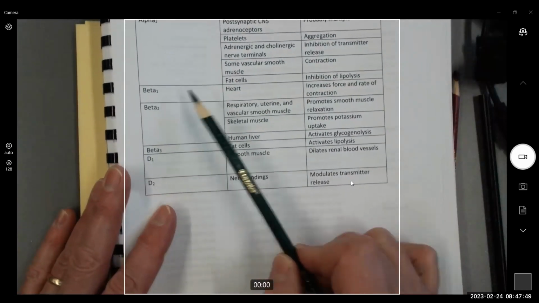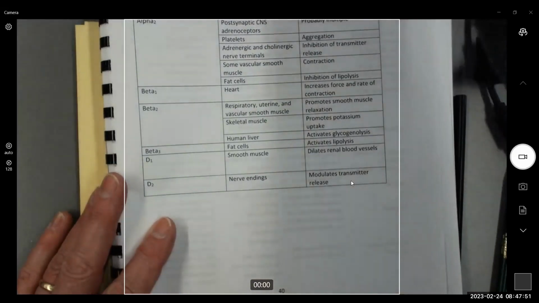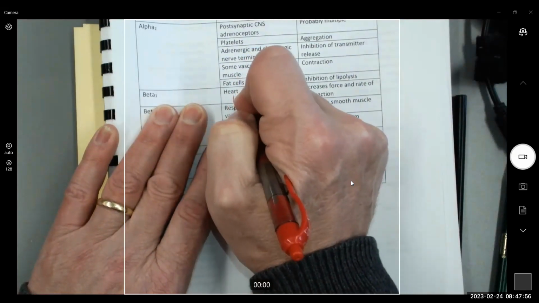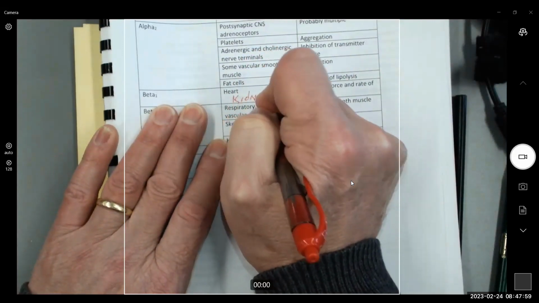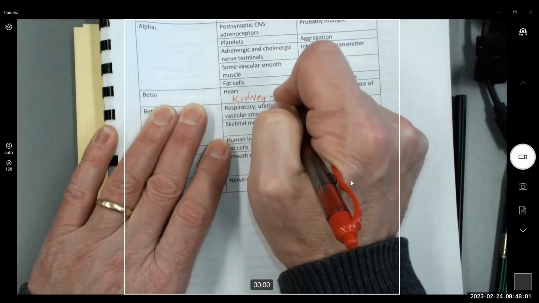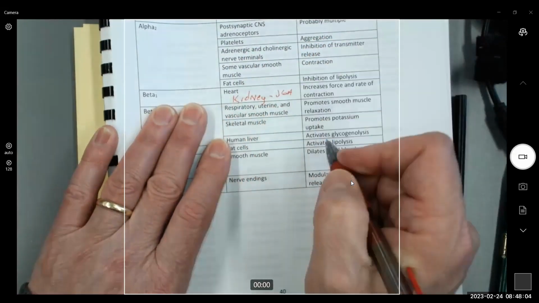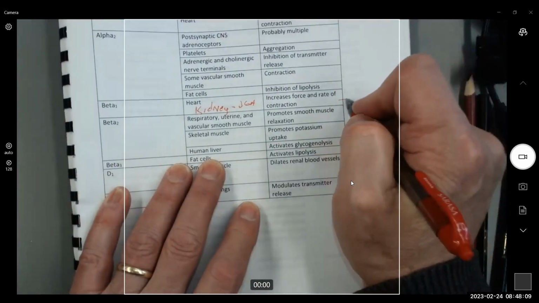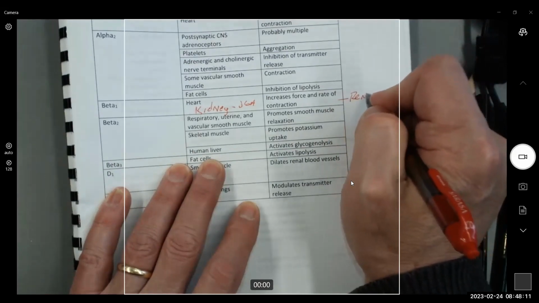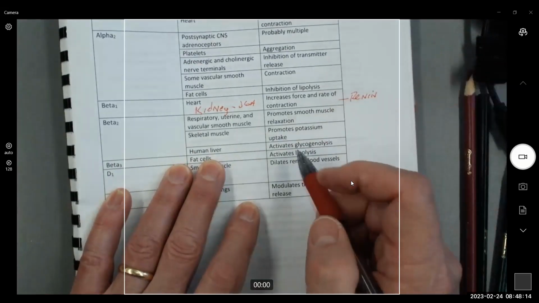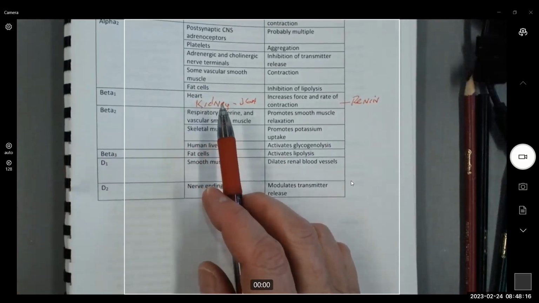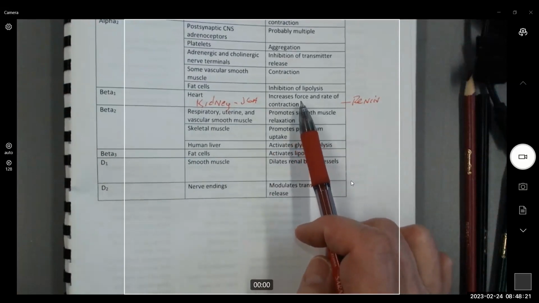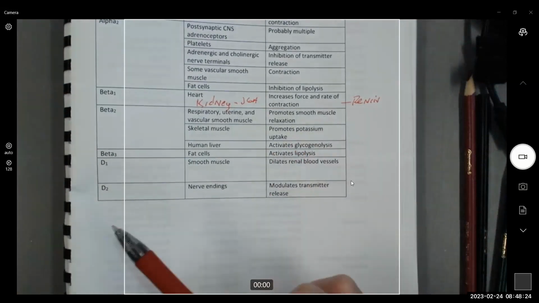Now, the beta-1 receptors are found in the heart. It's not listed here, but they're also found in the kidney. In particular, the juxtaglomerular apparatus of the kidney. When they are activated, they will cause the release of renin. But in the heart, activation of the beta-1 receptors increases the force of contraction and also the rate of contraction.